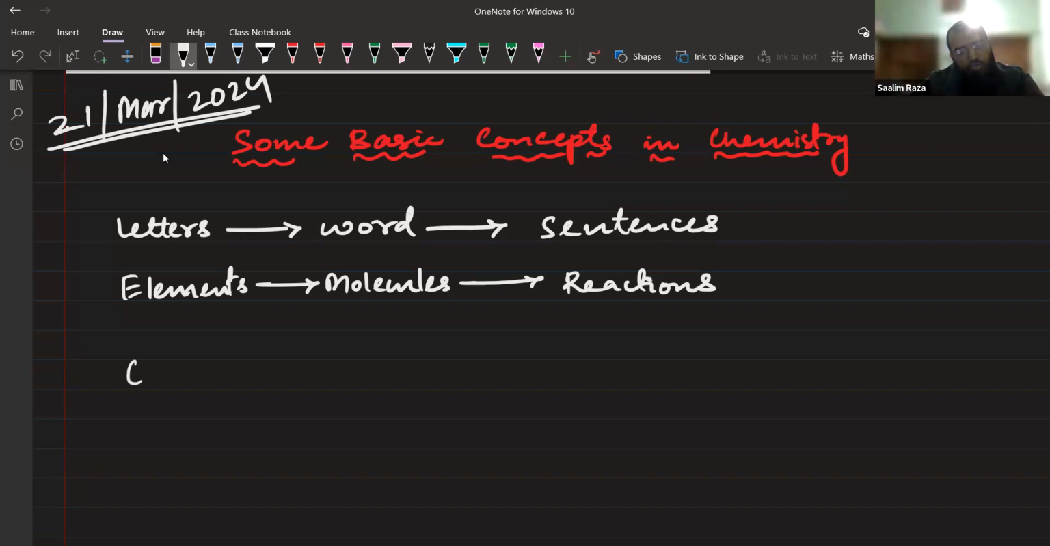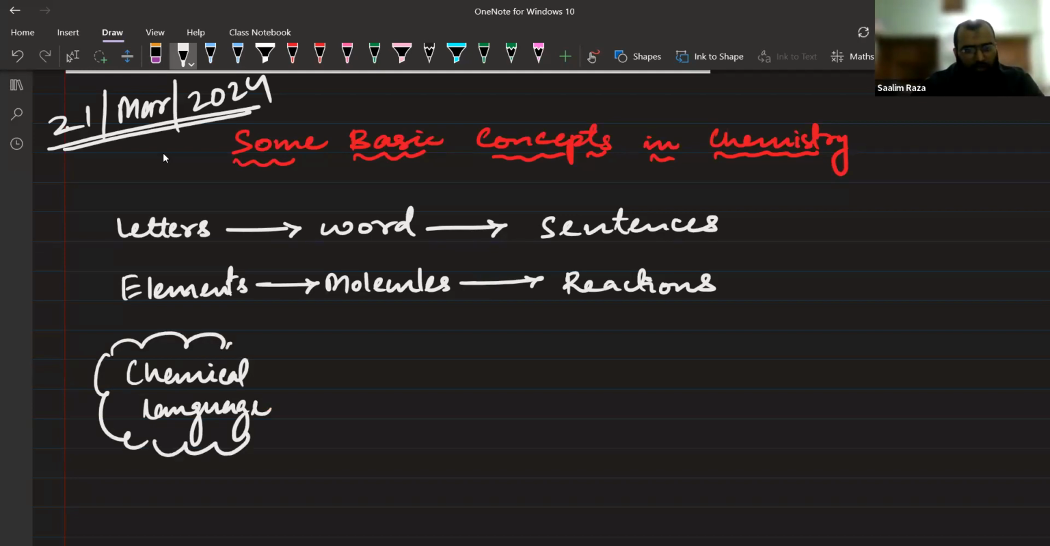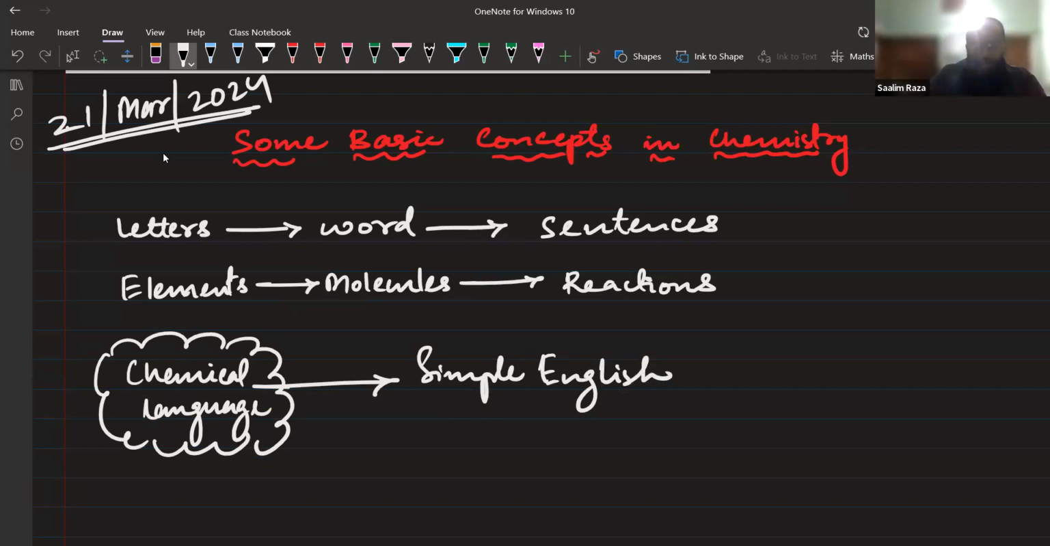So you will have to convert the chemical language. I'm not talking about reactions here. I'm talking about perfect sentences containing words in English, but you have to convert them into simple English. That's the main thing that we have to study in this chapter: elements, molecules, how molecules pertain to reactions, and how you go from chemical language to simple English.